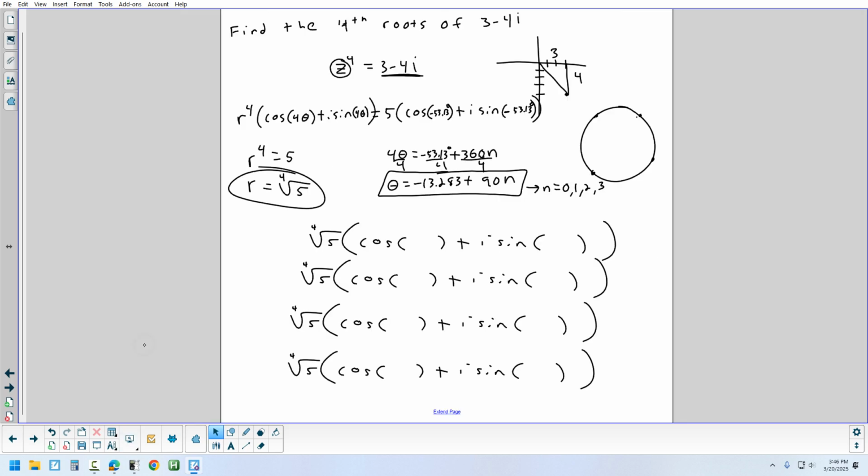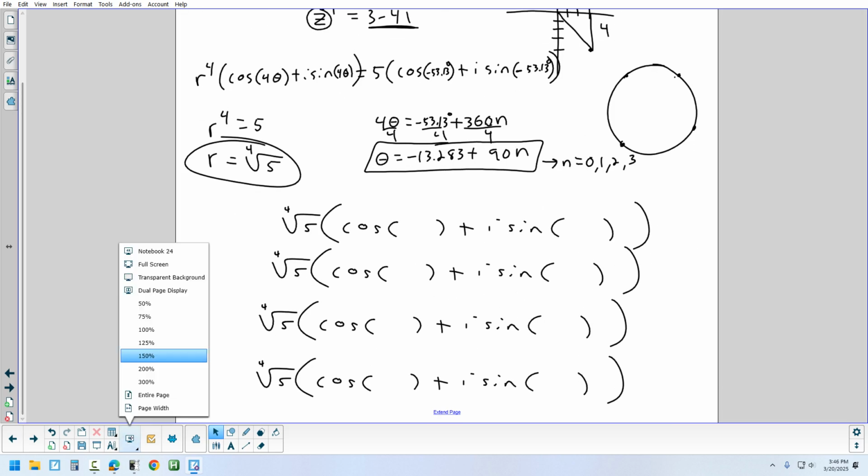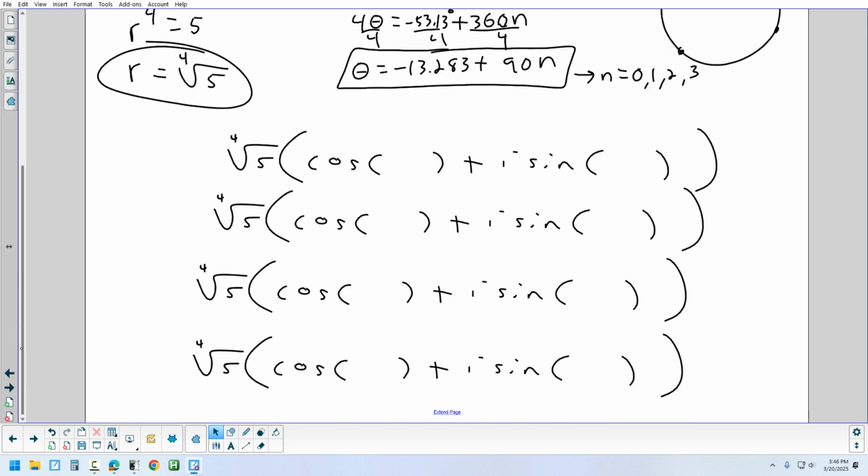First number I want to let n equal is 0. If I let n equal 0, what will be my angle? Yeah, negative 13.283. Right, it's just the original angle. And each time, I'm going to add what to that? And that's how I'm basically going to get my other 3 answers. 90. Yeah, just add 90 to it once, twice, and then 3 times.